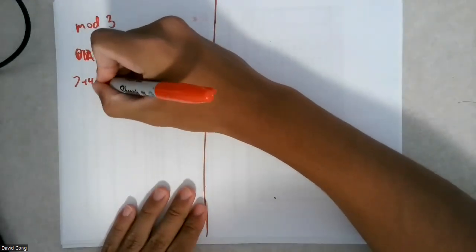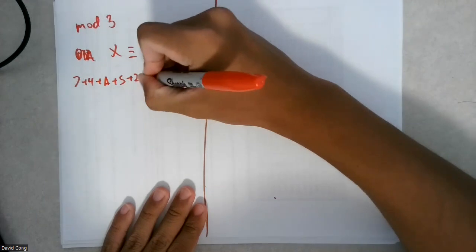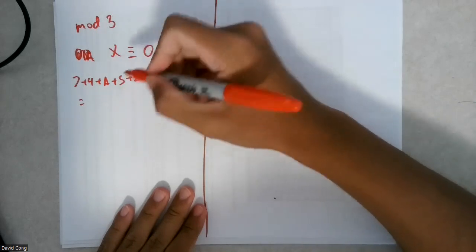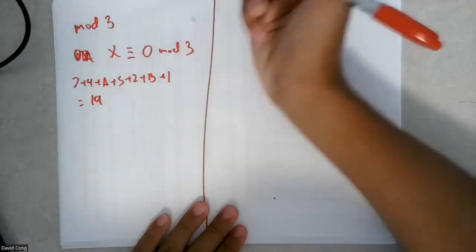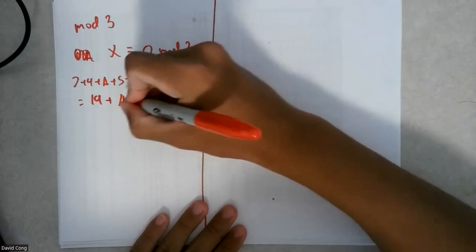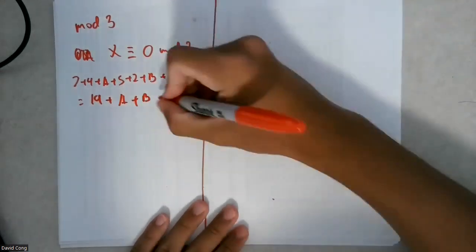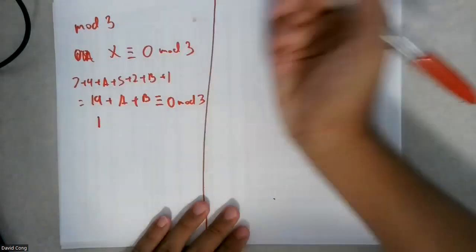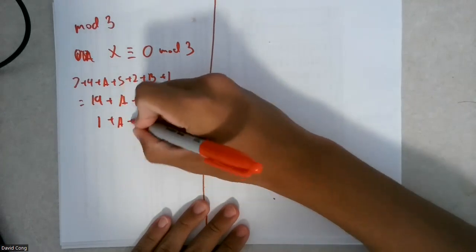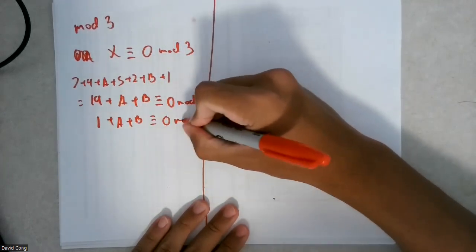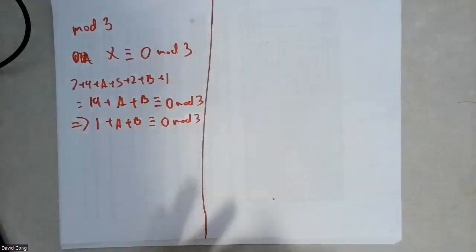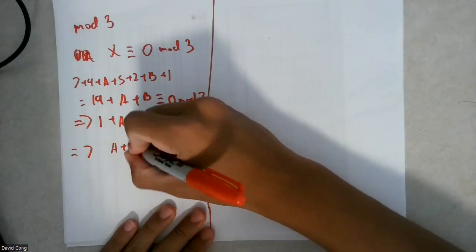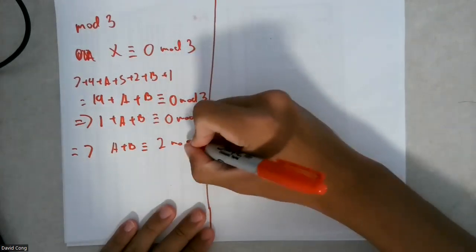So 4 plus 7 plus A plus 5 plus 2 plus B plus 1. What is this equal to? 7 plus 4 is 11, 16, 18, 19. So 19 plus A plus B is congruent to 0 mod 3. That leaves us with 1 plus A plus B congruent to 0 mod 3. So what does this imply? This implies that A plus B is congruent to 2 mod 3.